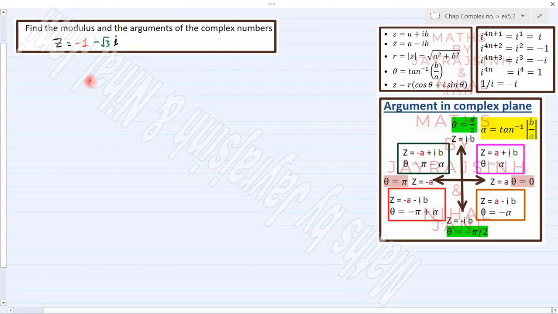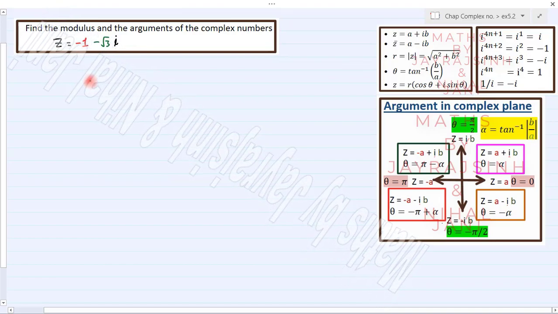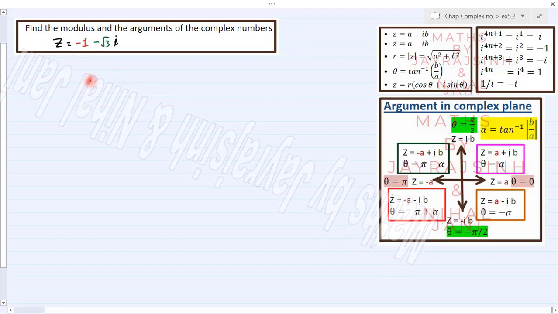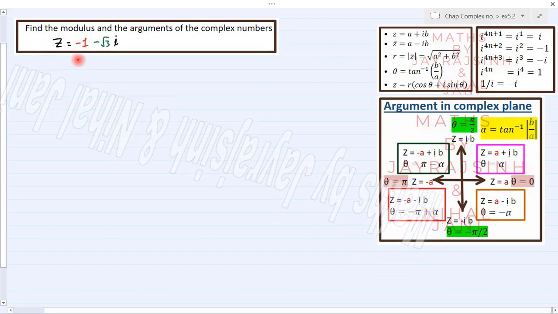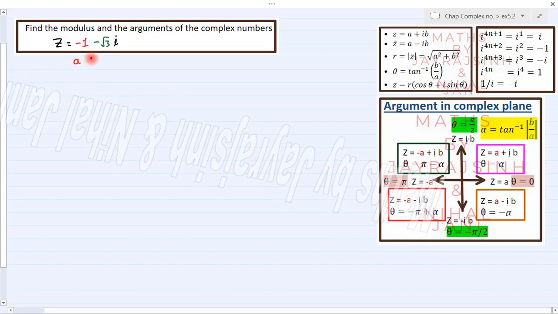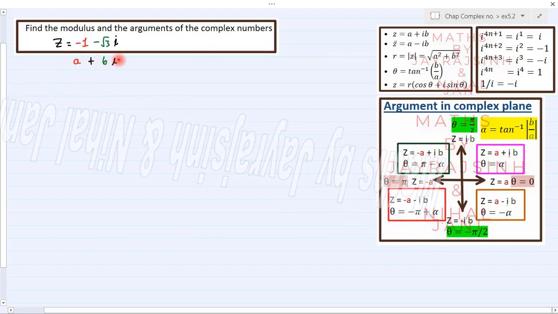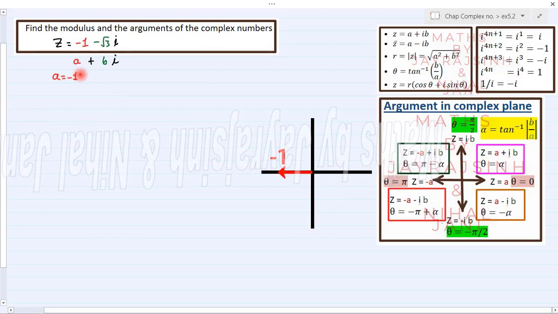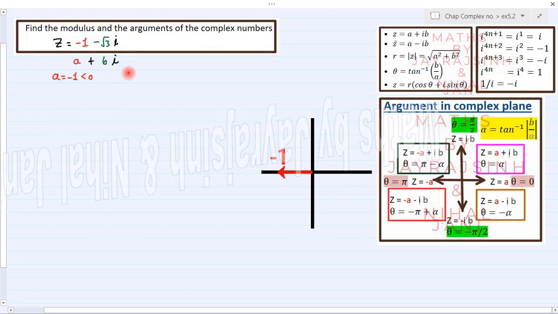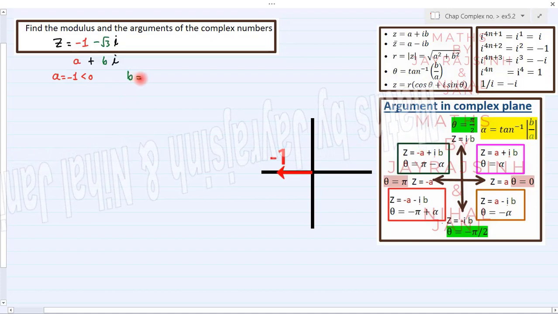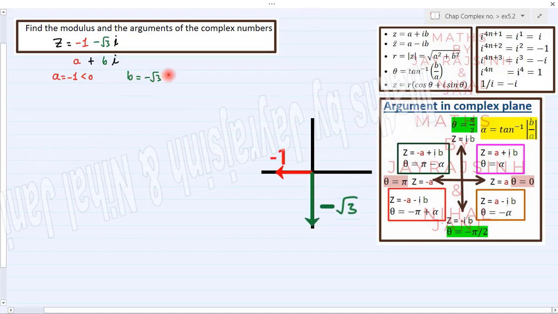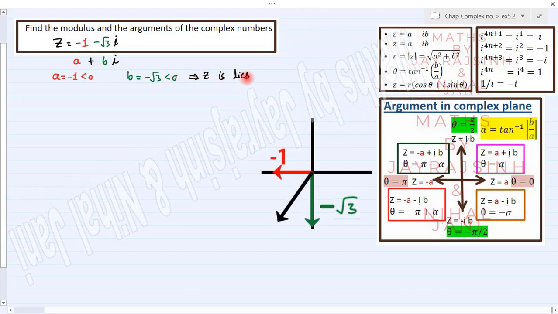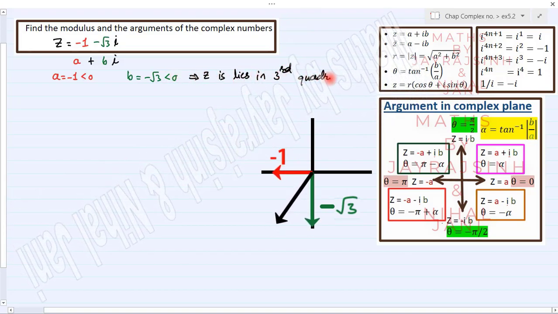In this question, you have to find modulus and argument of the complex number minus 1 minus root 3i. Your complex number is in this standard form of a plus bi. So we can say the real part of the complex number is minus 1, which is less than 0, and the imaginary part is minus root 3, which is also less than 0. So we can say complex number lies in third quadrant.